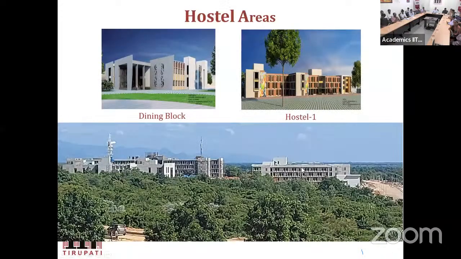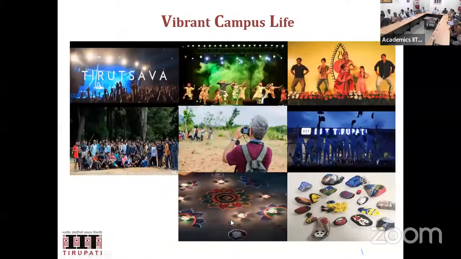And these are the hostels. So this is hostel 1, which is the new hostel with 500 rooms, which is now occupied. Students are living in there and fully operational. This is the second hostel, which will be ready by December. And then this is the central dining facility, which will cater to both the hostels and new hostels, which will come in stage 2 of the construction.